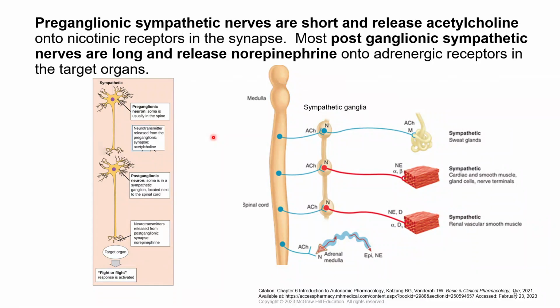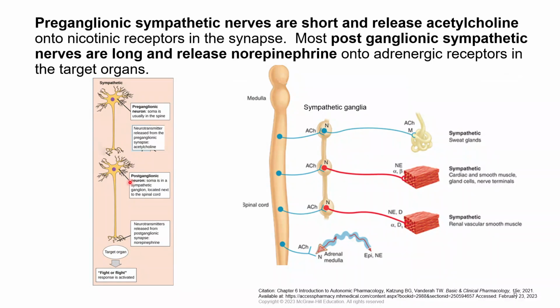Most postganglionic sympathetic nerves are going to tend to be long, and release norepinephrine onto adrenergic receptors in their target organs. So if you look here, comparing these two figures, let's start over on the left. We have here a neuron from a sympathetic preganglionic neuron that's coming out of the spinal cord, and it's synapsing with a sympathetic postganglionic neuron that is present in the spinal ganglia.